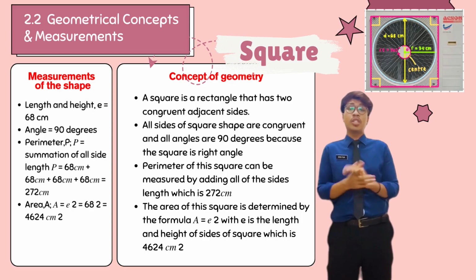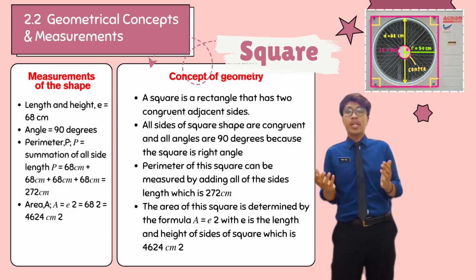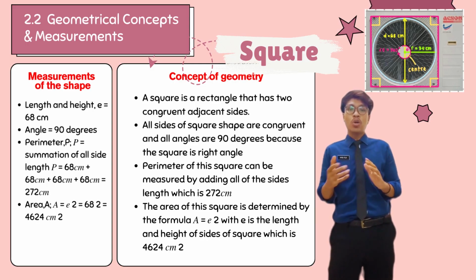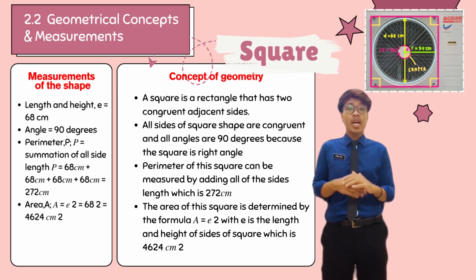Okay, for the concept of the geometry of the square, a square is a rectangle that has two congruent adjacent sides. All sides of the square shapes are congruent, and all angles in a square are 90 degrees.